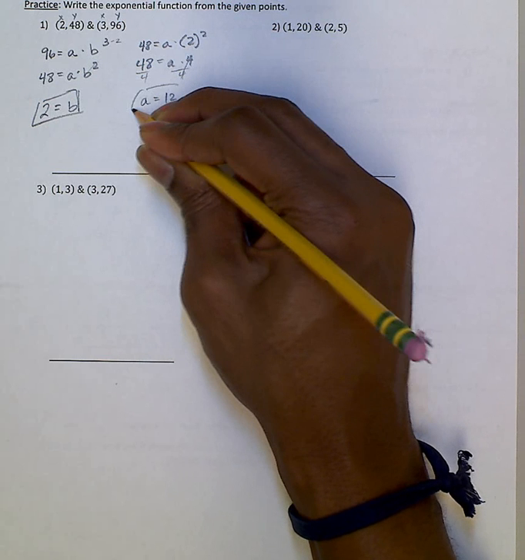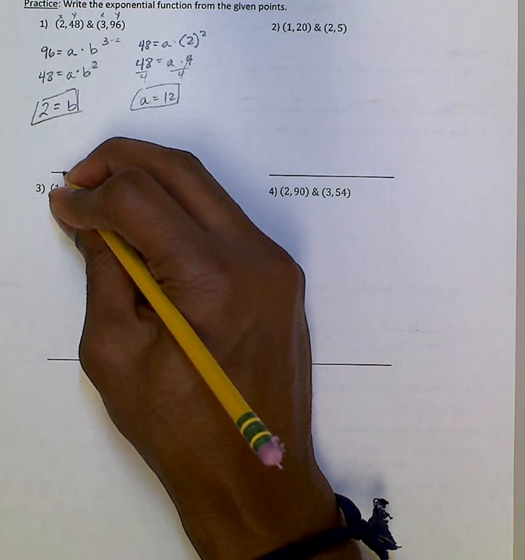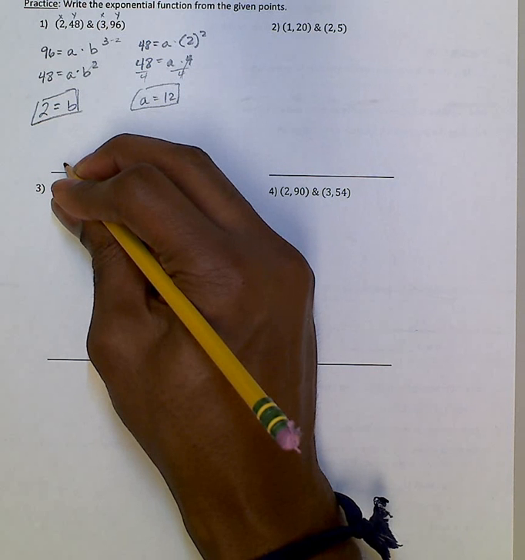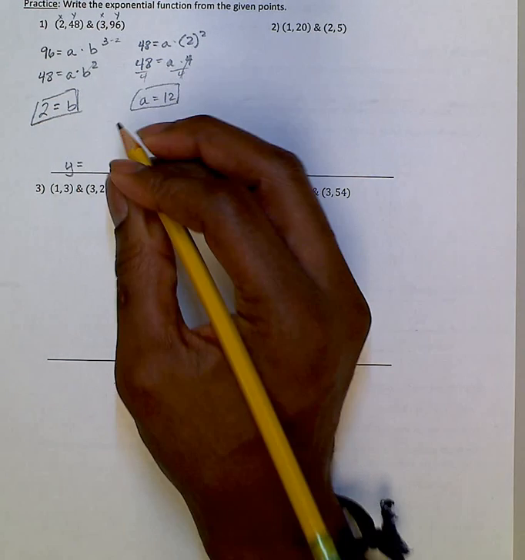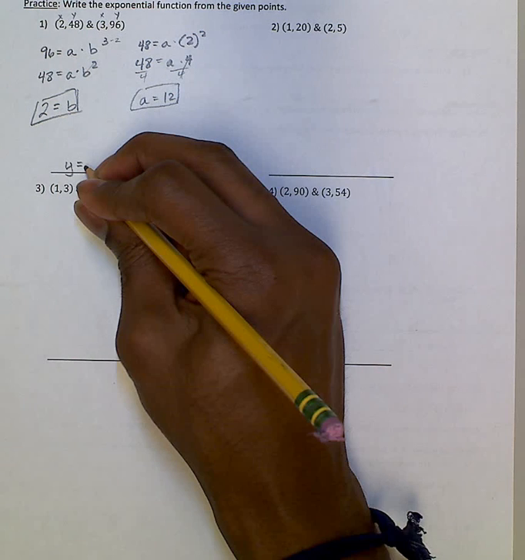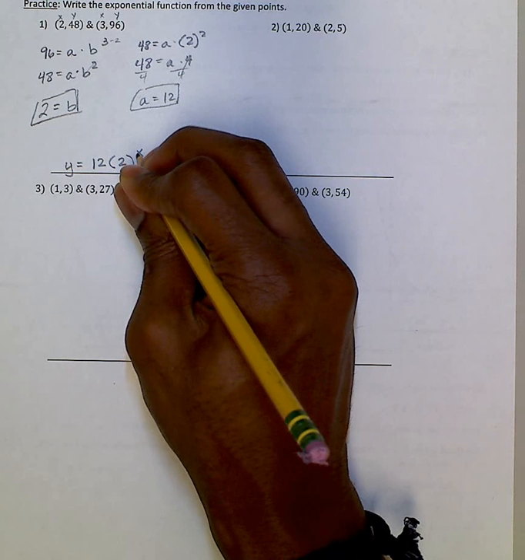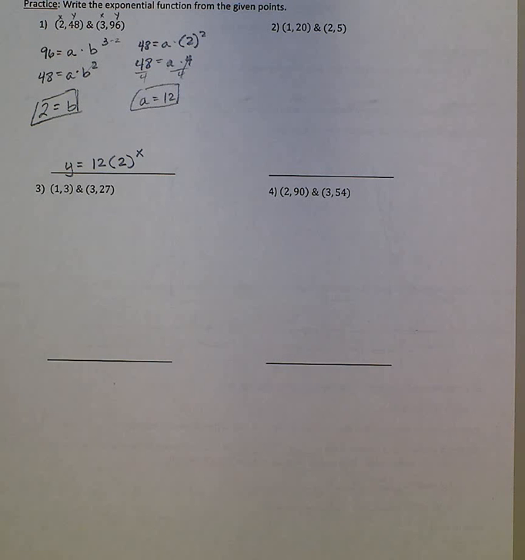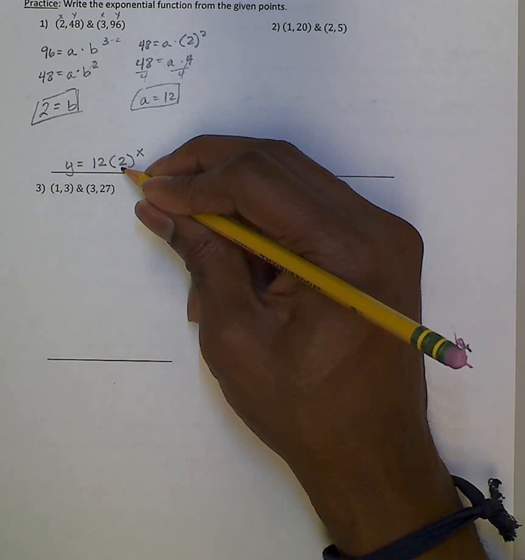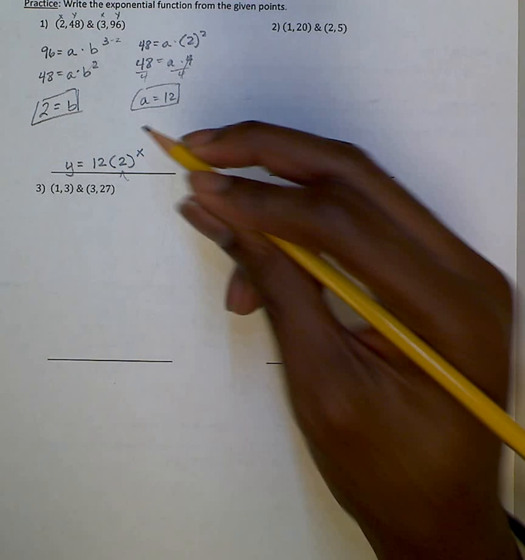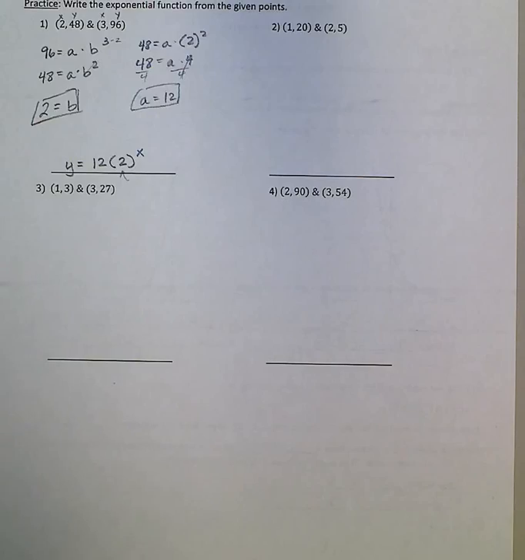And so now that I have a and b, I'm going to write my equation for my exponential function as y equals 12, 2 to the x. Okay? Alright. And so again, you can see that b is greater than 1, so it's a growth function. Let's see how this works when it is not a growth function.